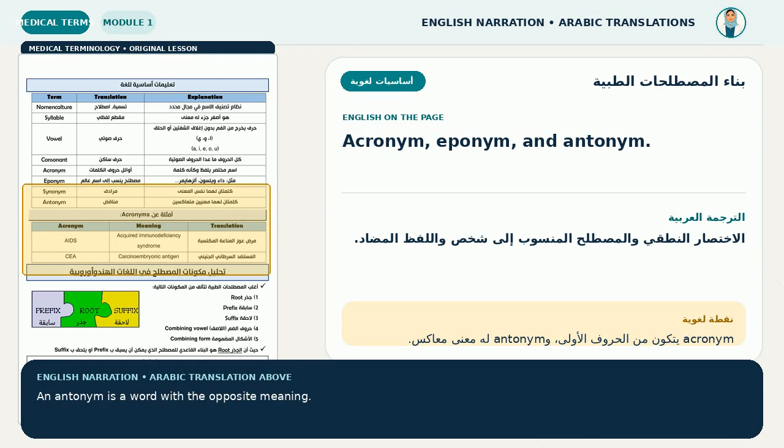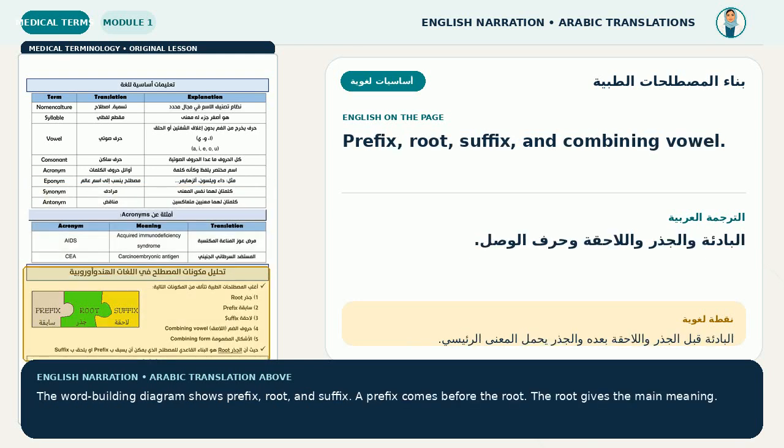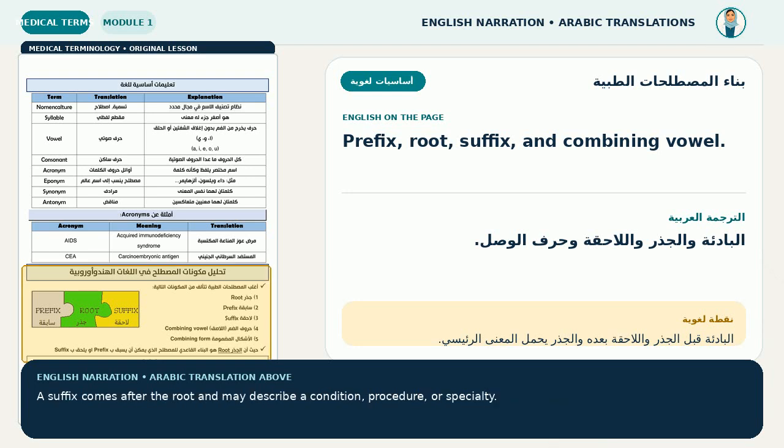The word-building diagram shows prefix, root, and suffix. A prefix comes before the root. The root gives the main meaning. A suffix comes after the root and may describe a condition, procedure, or specialty. A combining vowel helps join word parts together. Learn to identify these parts before trying to pronounce a long medical term.